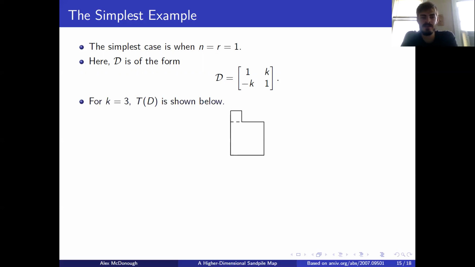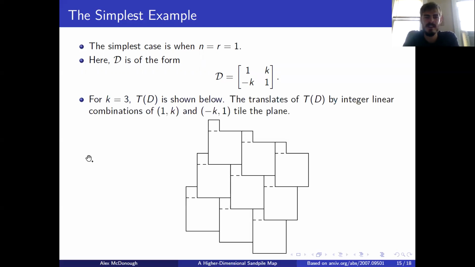And when k equals 3, it's going to look like this. So you have your 2 squares, the parallelepipeds in 2-dimensional space. The first basis is associated with this square, the second basis is associated with this square. And if we translate these by integer linear combinations of the rows of curly D, it's going to tile the whole plane. So it's going to look like this.